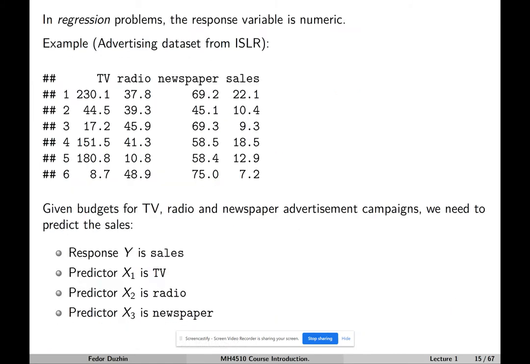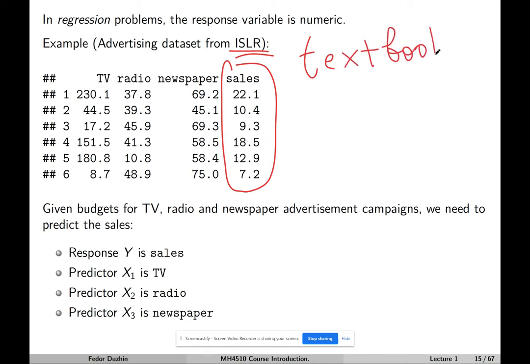In regression problems, the response variable is numeric, like here. We want to predict sales given budgets for ad campaigns for TV, radio, and newspaper. By the way, this ISLR is our textbook. It is called Introduction to Statistical Learning in R. All right, this is a small part of the actual data, but you see that it comes in a tabular form, right? So this is an observation, and this is our feature.